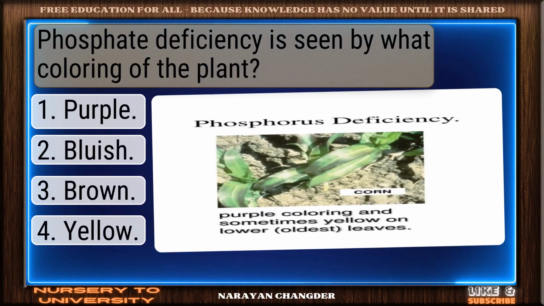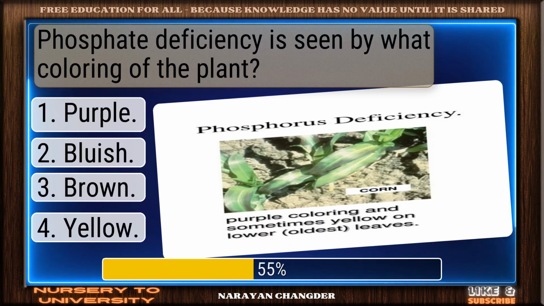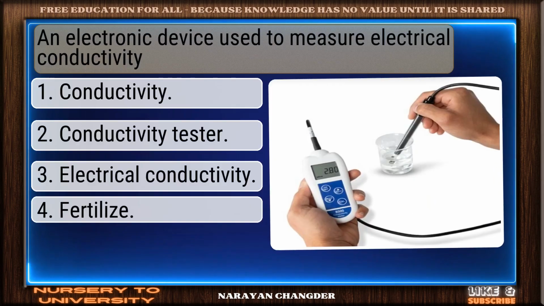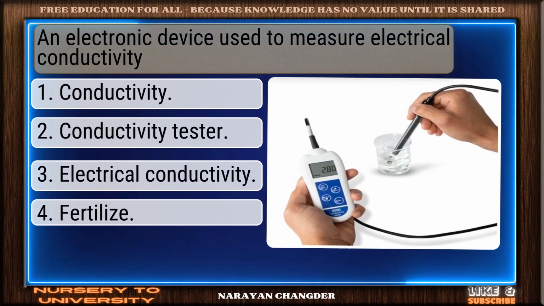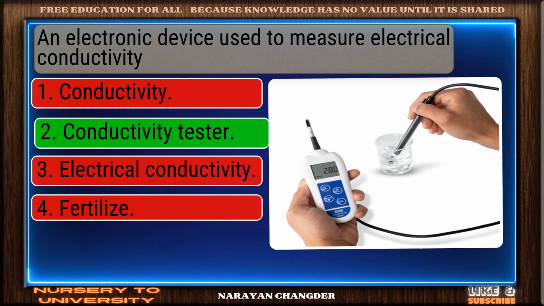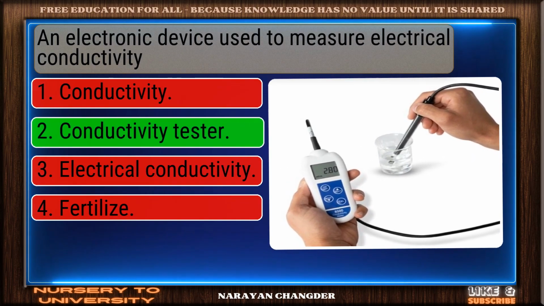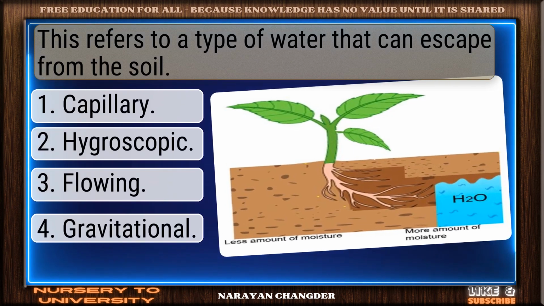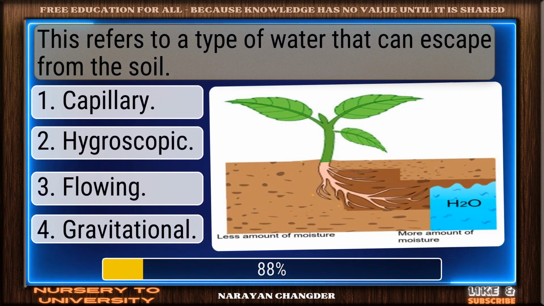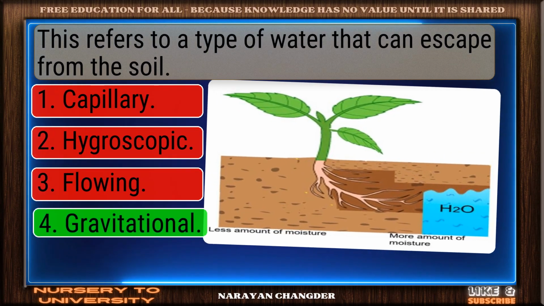Phosphate deficiency is seen by what coloring of the plant? Correct. Purple is the right answer. An electronic device used to measure electrical conductivity. Solid response. Conductivity tester is a valid choice. This refers to a type of water that can escape from the soil. Clear logic. Your choice gravitational is sound and 100% true.